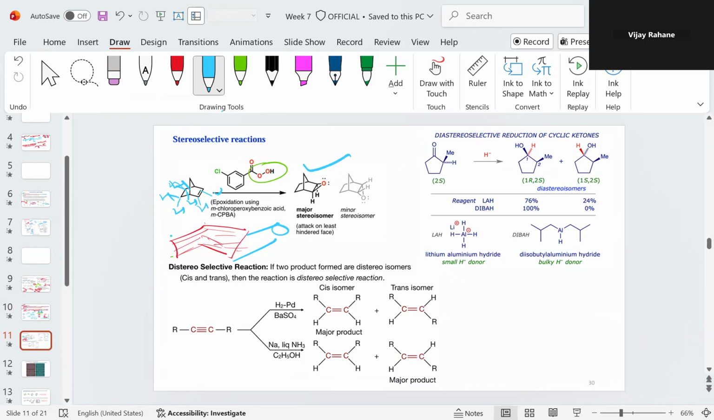So here you can see attack on the least hindered face. This downward face was sterically crowded, right? And on the upward face there is no such steric crowd comparatively. So we get the major product like this exo-directing, and we get the minor product this one. So this is also an example of a stereoselective reaction.